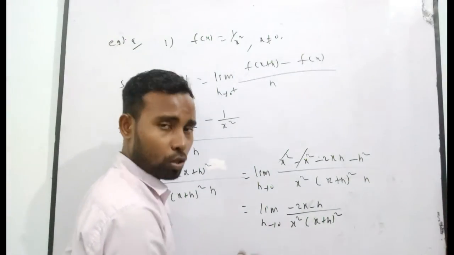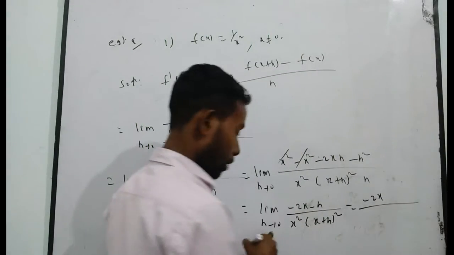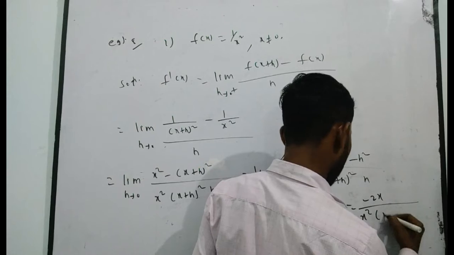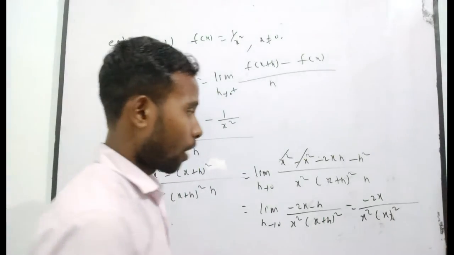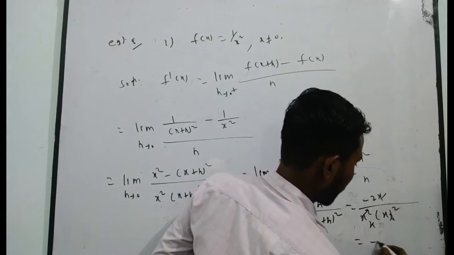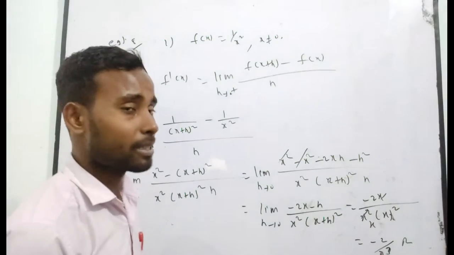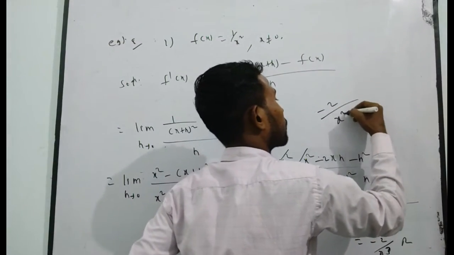Now you have to put h equal to 0. In that case you get −2x divided by, you have to put h equal to 0, not x equal to 0, x² into (x+0)², that is x² into x². Have you understood? Now x cancels with x² x times. Finally you get −2 by x² into x, which is x³. That means its final value will be −2/x³.